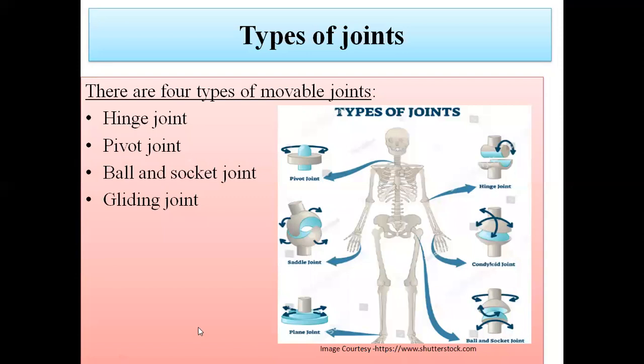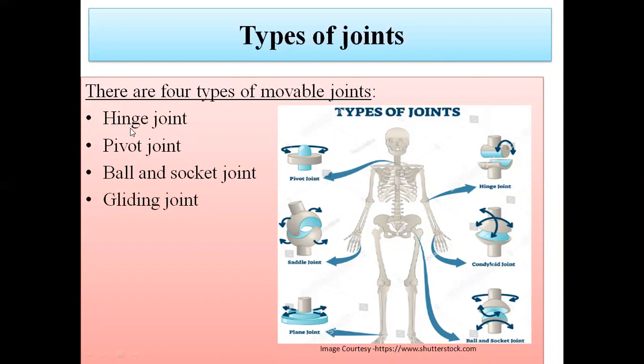Children, we are studying only the main types of movable joints here, that is hinge joint, pivot joint, ball and socket joint and gliding joint. So these are the four main types of movable joints. This picture will show you where these joints are present in the human body.